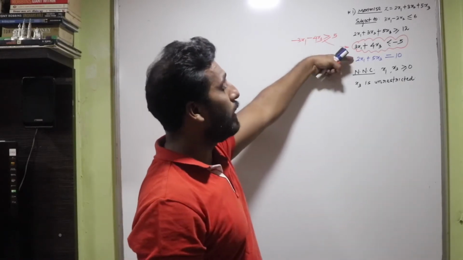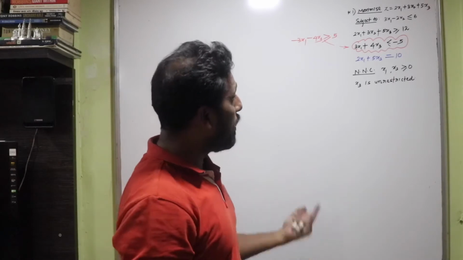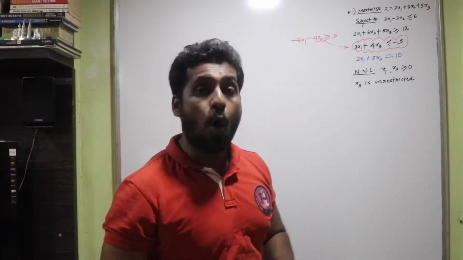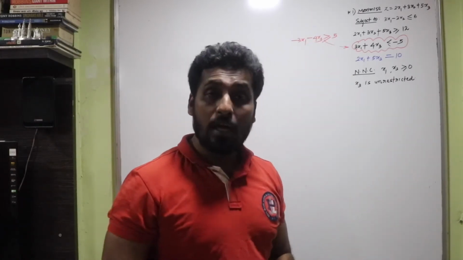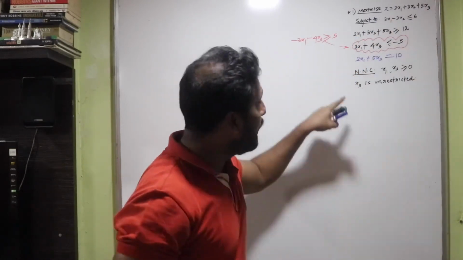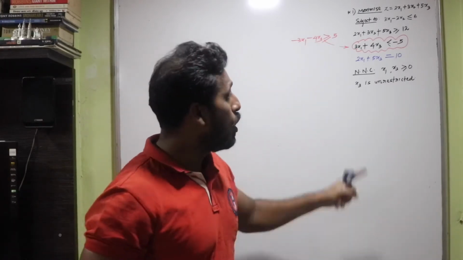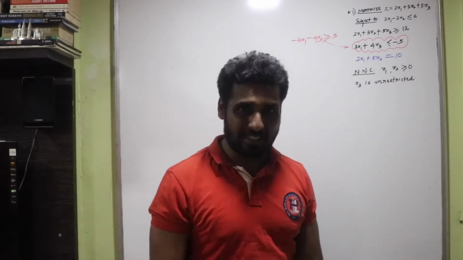Nothing has to be done to the equality, isn't it? No changes to the equality, it will remain as it is. Come ahead. How many decision variables are involved here? There are 3 decision variables. X1 is there, X2 is there, X3 is there. But did you observe X1, X2, it is told they are greater than or equal to 0. But what about X3? It is unrestricted, isn't it?